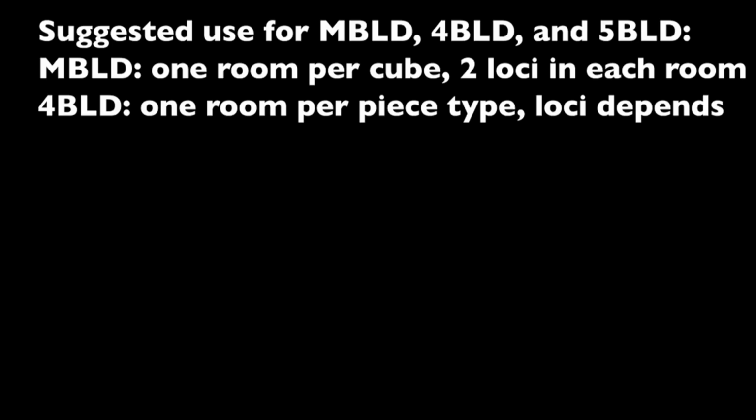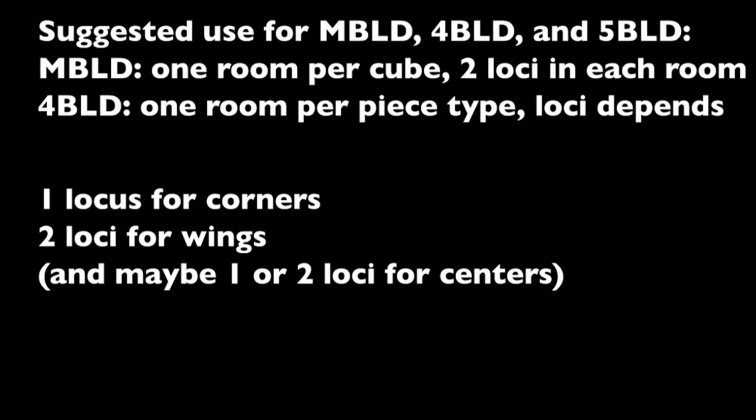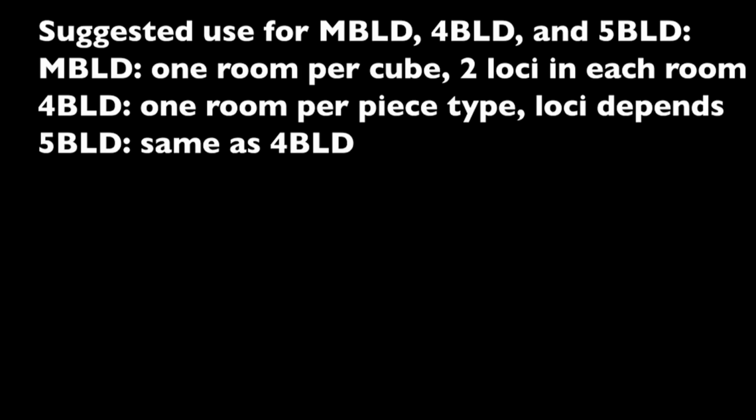Corners are short, so you could have one locus for them. Wings are longer, so you might want to have 2 or 3 loci. For 5Blind, it's the same as 4Blind, so you'd use one room per piece type, and the number of loci depends on the piece type.